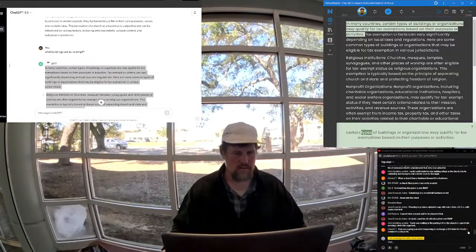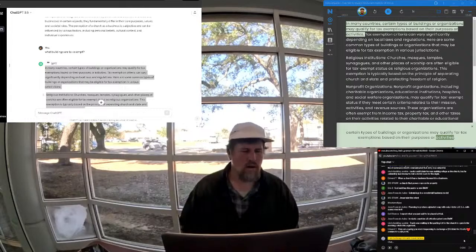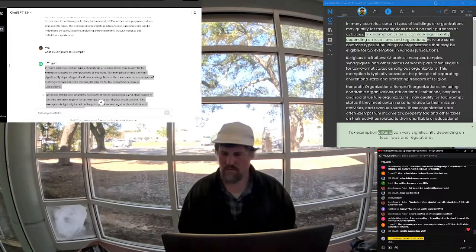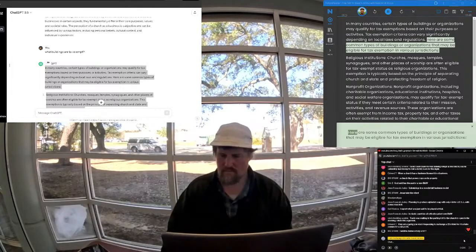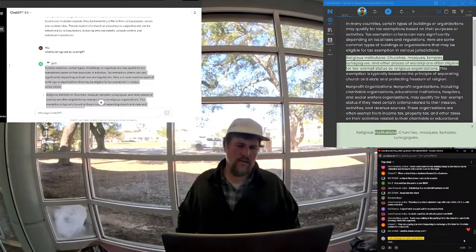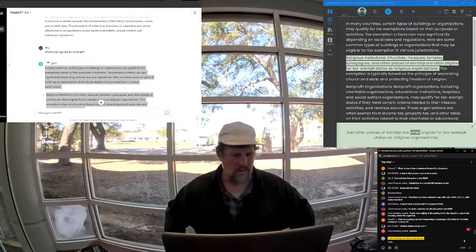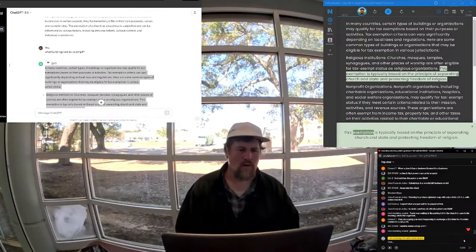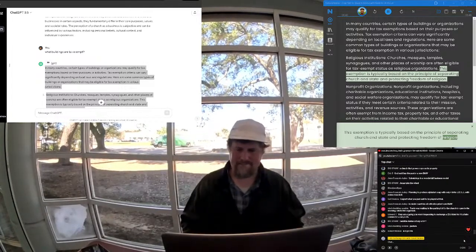In many countries, certain types of buildings or organizations may qualify for tax exemptions based on their purposes or activities. Tax exemption criteria can vary significantly depending on local laws and regulations. Here are some common types of buildings or organizations that may be eligible for tax exemption in various jurisdictions. Religious institutions, churches, mosques, temples, synagogues, and other places of worship are often eligible for tax-exempt status as religious organizations. This exemption is typically based on the principle of separating church and state and protecting freedom of religion.